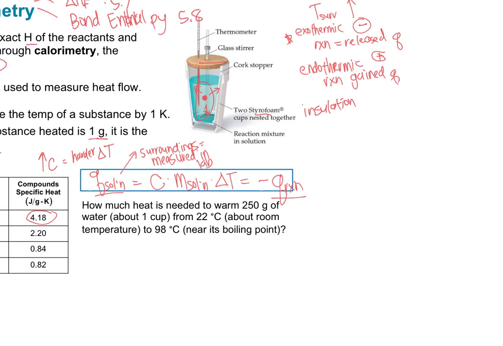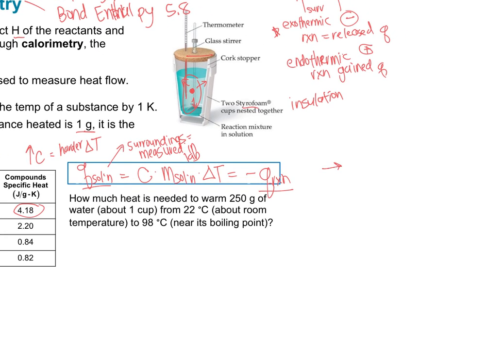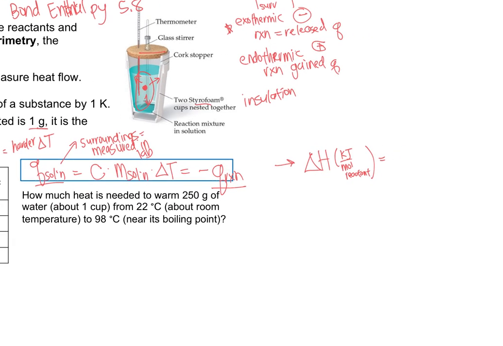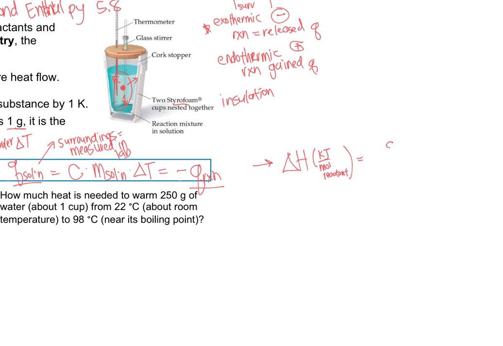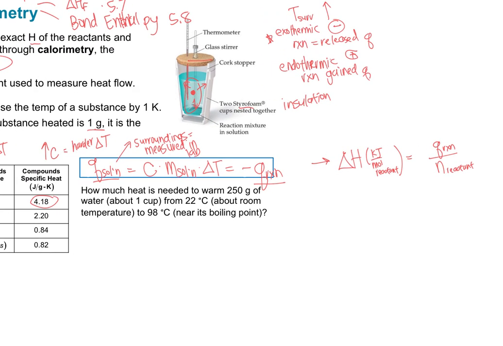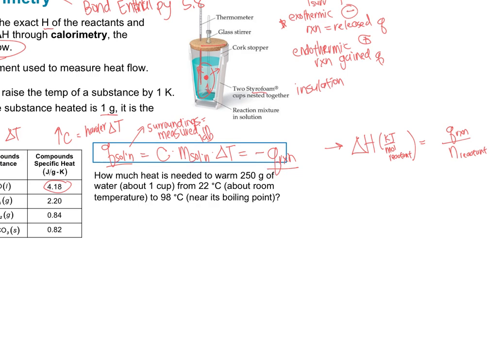And then I also want to make a quick little aside, because we know that enthalpy is related to heat. Enthalpy values, delta H values, are measured in kilojoules per mole of reactant. So what we're going to need to do is take our enthalpy of our reaction, divide it by the moles of our reactant, or whatever it tells you in the problem. So keep that in mind when we move forward. So let's do a practice problem.